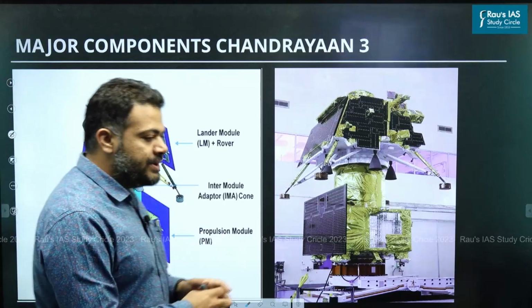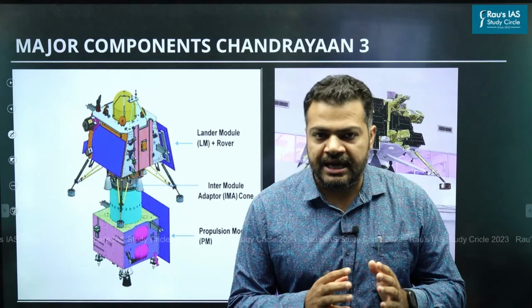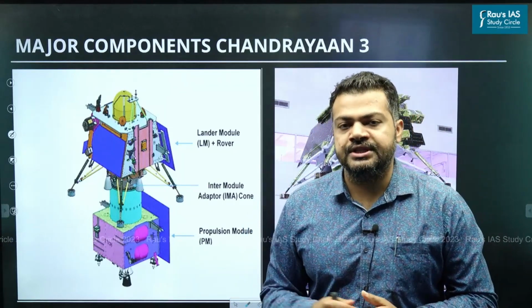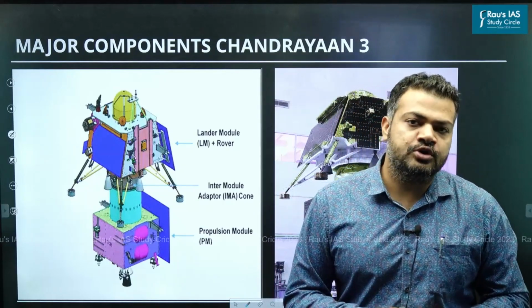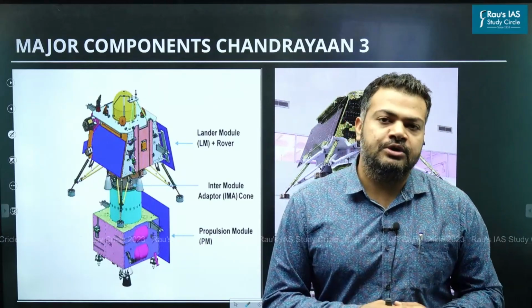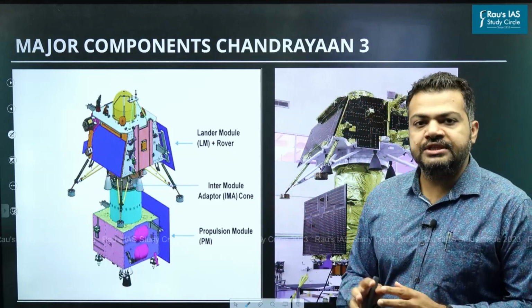Now, when you look at the major components of the Chandrayaan-3 rover, I'm not considering the LVM-3 rocket that was used for launching this particular Chandrayaan-3, because it will eventually become quite an out-of-context topic. We can have a separate video just to talk about the various launch vehicles of ISRO. I have concentrated only on the Chandrayaan-3 major components.